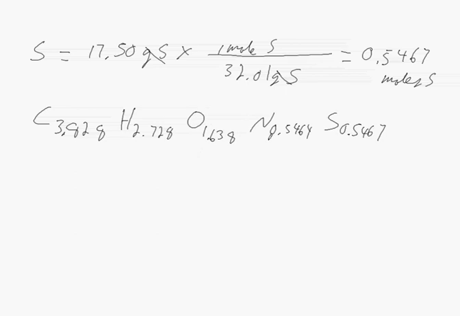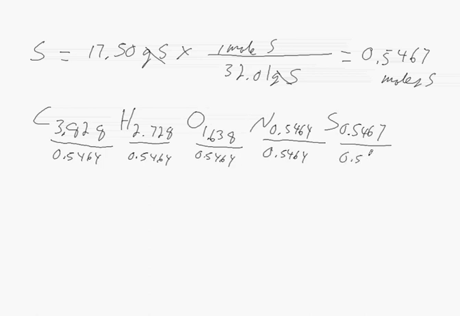So we take the smallest number of moles and divide it into each of the atoms. In this instance, it's going to be the 0.5464. So 0.5464 will be divided into each of the moles to give us a whole number. When we do this, we do the multiplication.